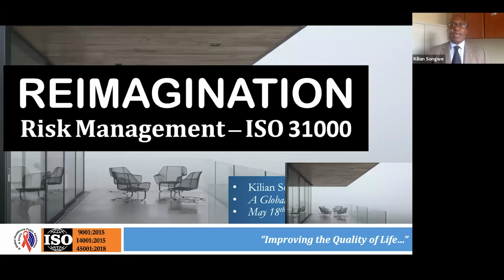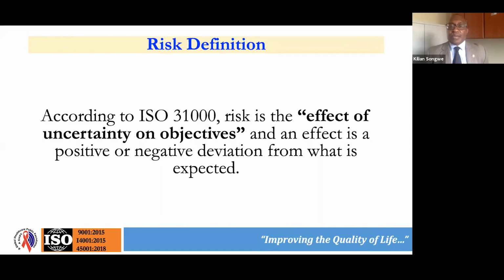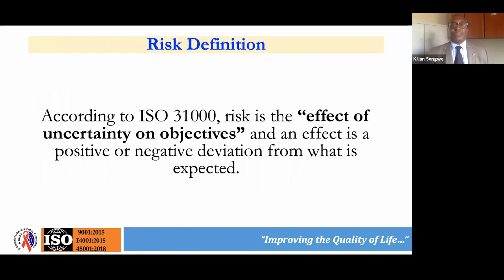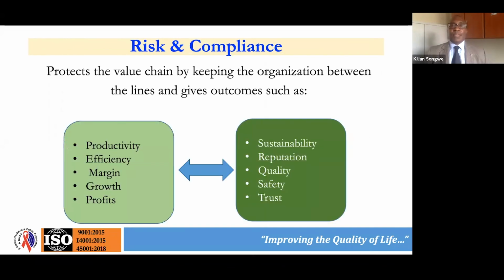And here, this slide actually looks at our risk management, and that's the ISO 31000. The ISO 31000 is a very important standard as most businesses open today and come back to work because they have to do a basic risk evaluation. Effect of uncertainty on objectives has to be looked at. And this is risk and compliance.